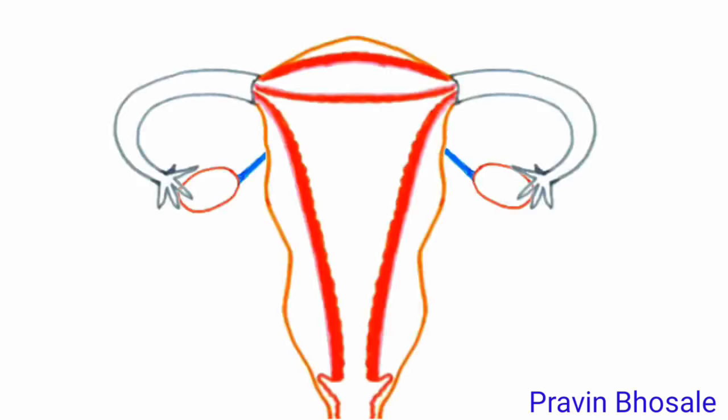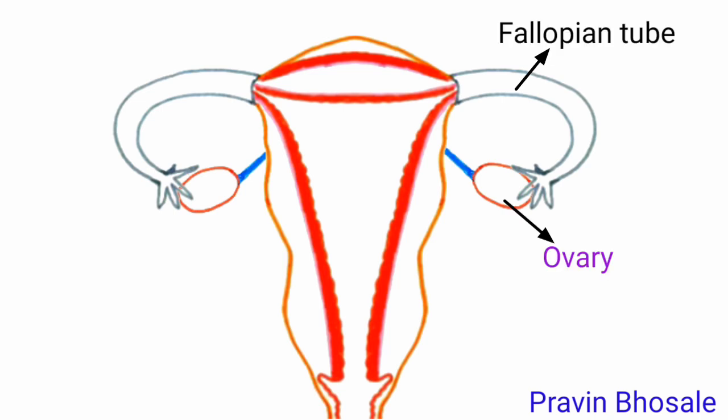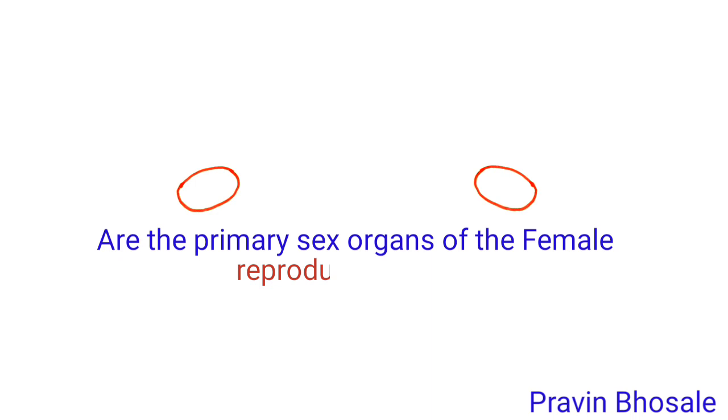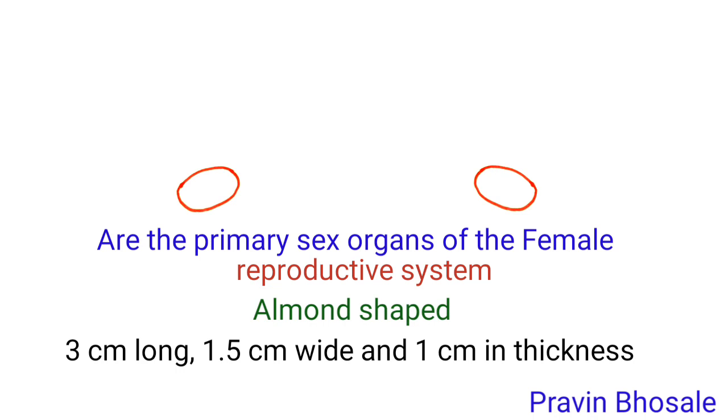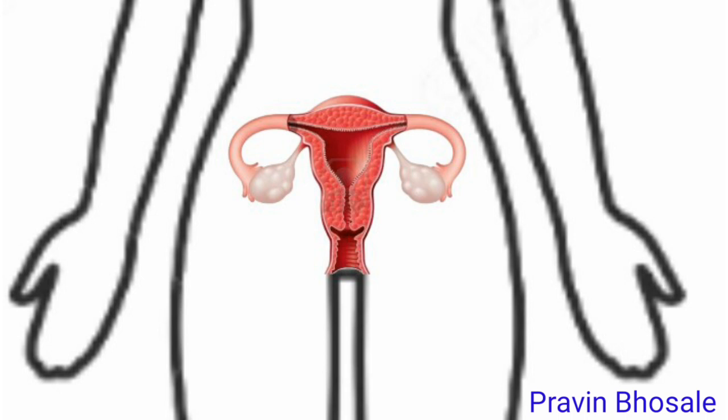Internal genitalia: the female reproductive system consists of a pair of ovaries, a pair of fallopian tubes, a single uterus and a single vagina. Ovaries are the primary sex organs of the female reproductive system. They are almond-shaped bodies, each measuring about 3 cm long, 1.5 cm wide and 1 cm thick. The ovaries lie in the lower part of the abdomen.